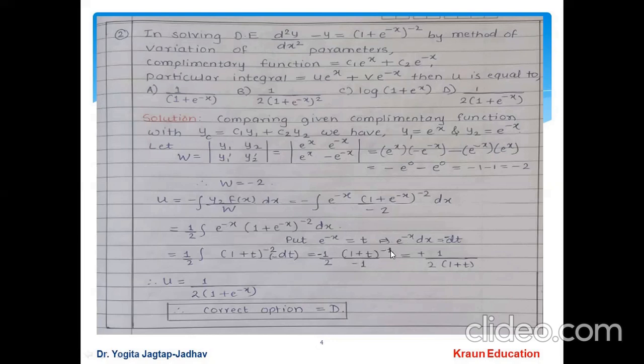And this 1 plus t raised to minus 1 can be written as 1 upon 1 plus t. Resubstituting the value of t equal to e raised to minus x, we get u equal to 1 by 2 into 1 plus e raised to minus x. Therefore, the correct option is D option.